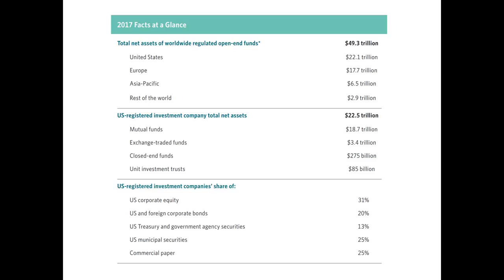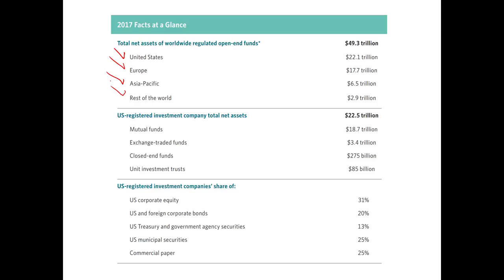This data here comes from the Investment Company Institute, ICI.org webpage. As of the end of 2017, there were about $49 trillion US invested in open-ended mutual funds. And you can see that it's divided out by geography. Most of those investments are in the United States and Europe, but a fair amount in Asia Pacific as well as other parts of the world.